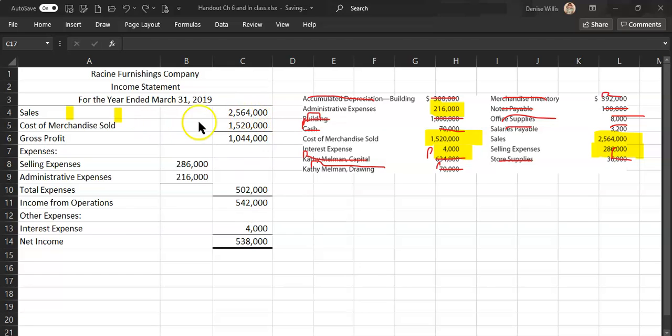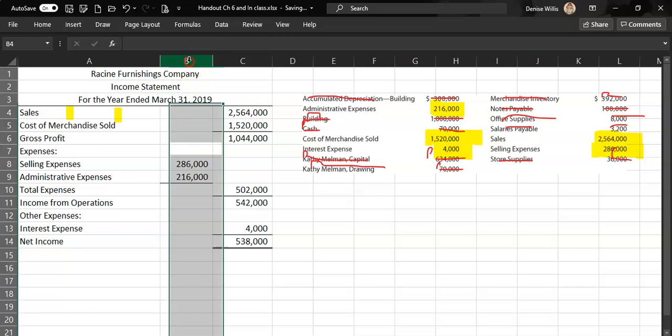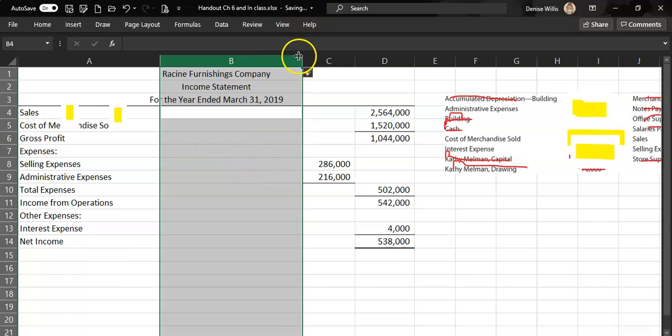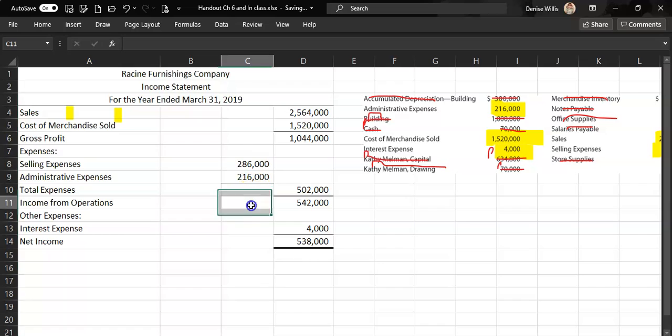Now, another thing, remember, these are not debits and credits. This is just information being given to you. If we had more detail, it's entirely possible that we would want even a third column here. If we had detail for the selling expenses, we could put all that detail over here and it would add up to this 286 number. If we had detail to the administrative, we could put it over here and it would add up to the 216,000 total right there.